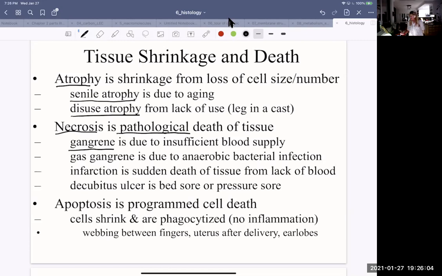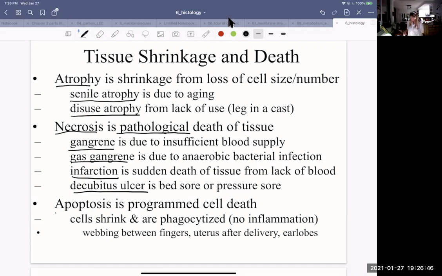Gangrene is due to an insufficient blood supply. So sometimes alcoholics will get gangrene because the blood vessels of alcoholics tend to get thinner and more difficult to supply with blood in their extremities. Gas gangrene is due to anaerobic bacterial infection. Infarction is the sudden death of tissue from lack of blood. That's the myocardial infarction, where the coronary arteries are lacking blood. Decubitus ulcer is a bed sore or a pressure sore. So that's where blood does not reach the area due to pressure on the blood vessels.